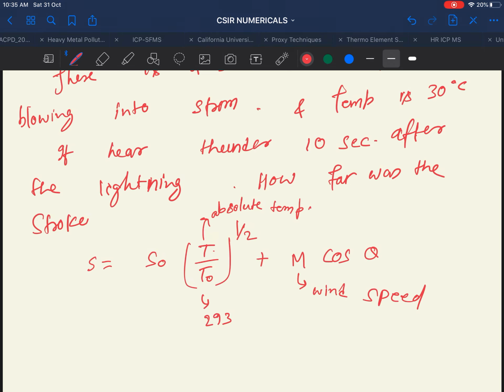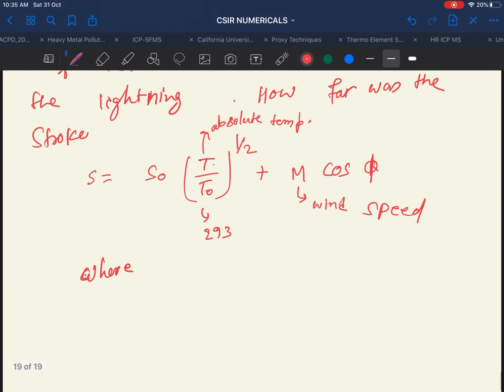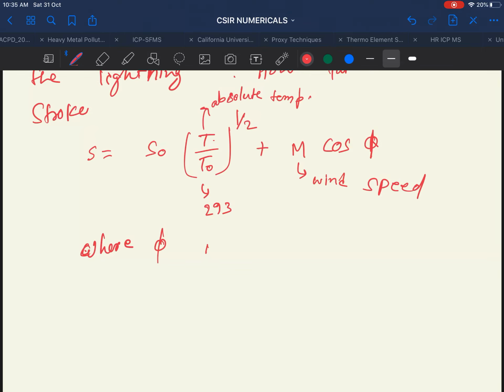293, why are we writing 293? Because for calm air the temperature is considered as 20 degrees Celsius. Here, this is the angle. So we write them one by one, where this phi is the angle between wind direction and wind propagation, which is not given over here, so we will just neglect it.